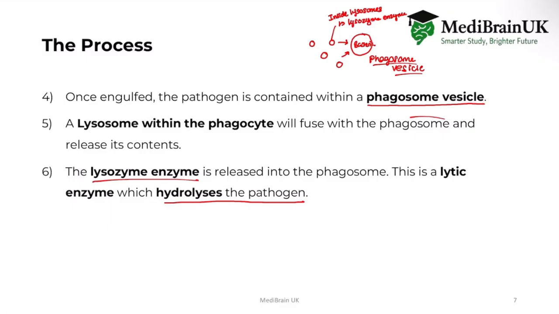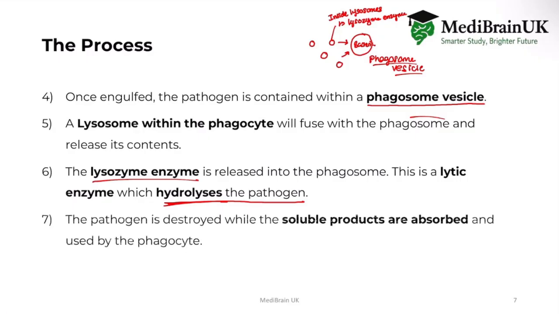So what's going to happen at the moment, in step 4, we had the bacteria being contained within a phagosome vesicle. Okay, that phagosome vesicle is going to fuse with a lysosome, and that lysosome has a lysozyme enzyme within it. That lysozyme enzyme is going to enter the phagosome vesicle where the bacteria is contained. And the lysozyme enzyme is going to hydrolyze the pathogen. It's going to break down the pathogen.